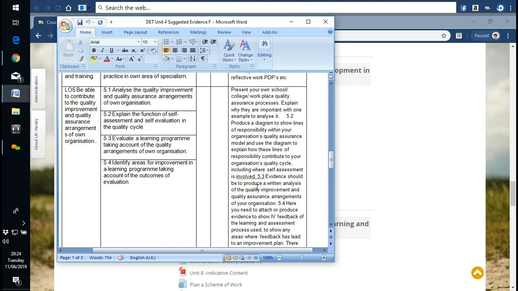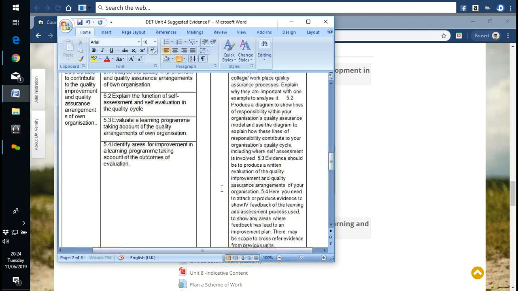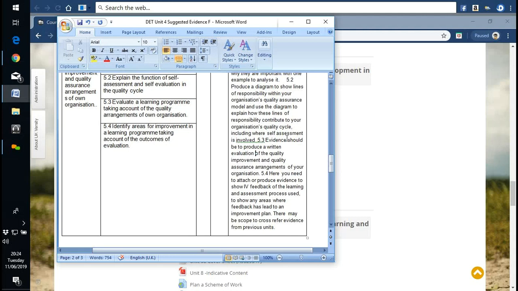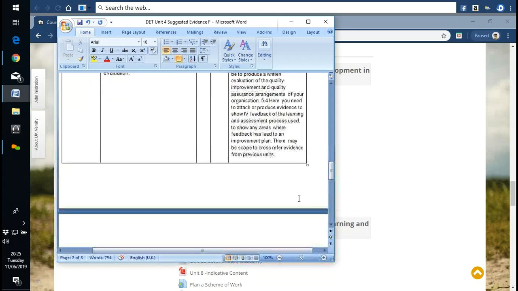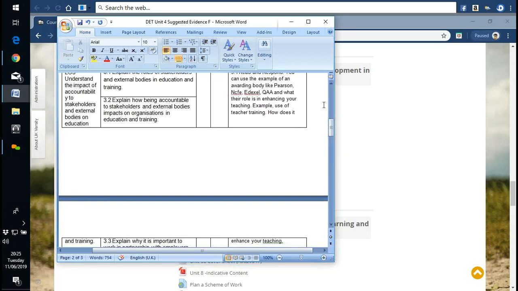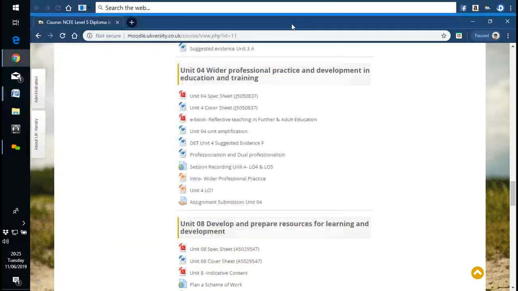5.3. Evaluate. Evidence should be produced. Written. It's not an analysis. That's better. Yeah. College issue arrangements of the organisation, but you need to actually produce evidence to show any feedback that you've had for the learning programme. So if it's a new one, actually it might not be as useful. You need to probably look at one that's been used before. Yeah? Okay. Mm-hmm. So that's more or less saying exactly the same thing. Just checking that it did, that's all.